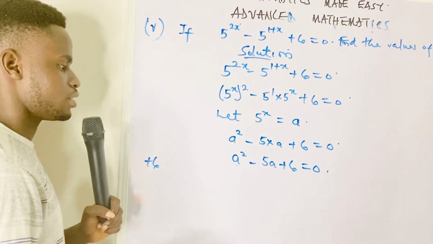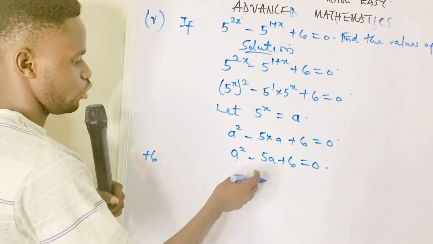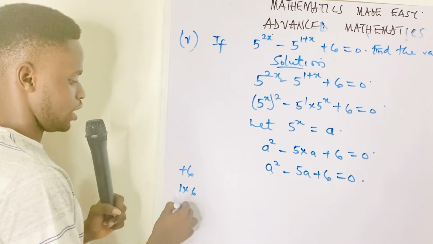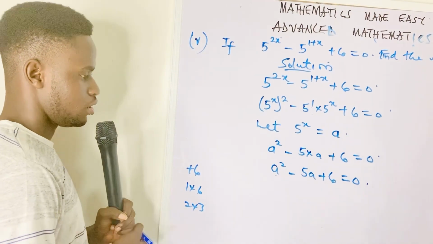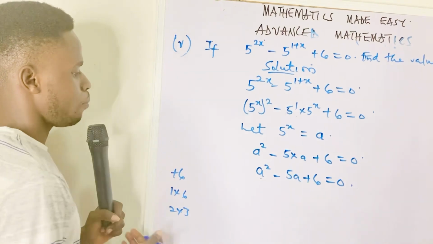So you look for two numbers that you can multiply, that will give you plus 6, and that you can add, that will give you minus 5. You can have 1 times 6 and 2 times 3 to give you 6. So I can now go by the addition and it will give you minus 5.